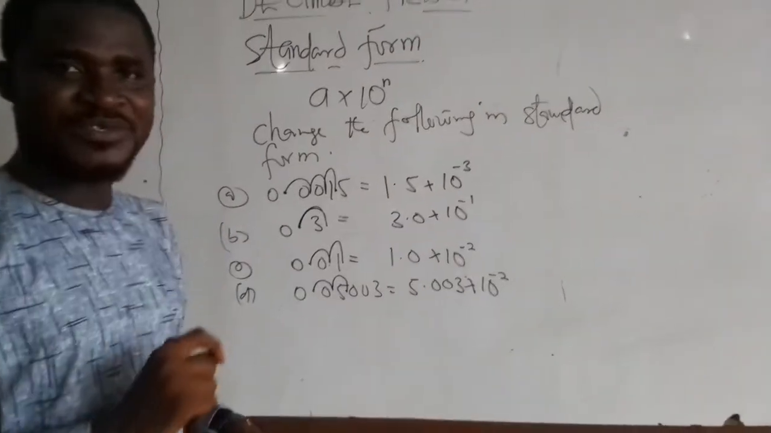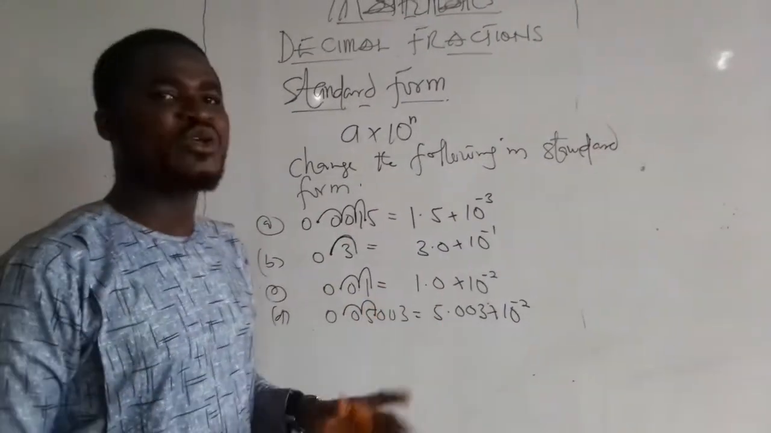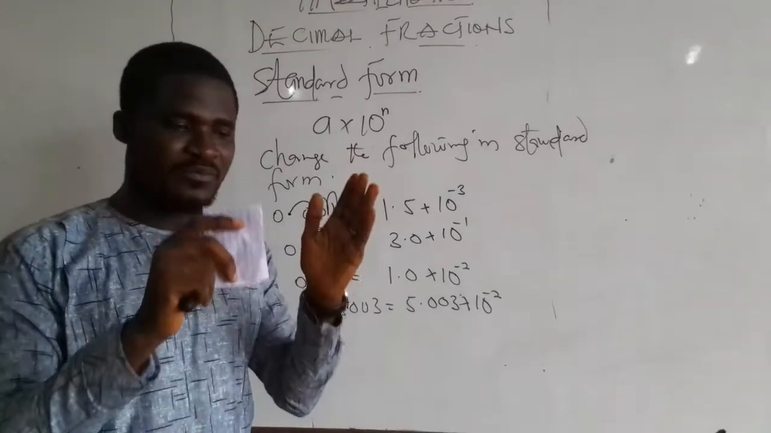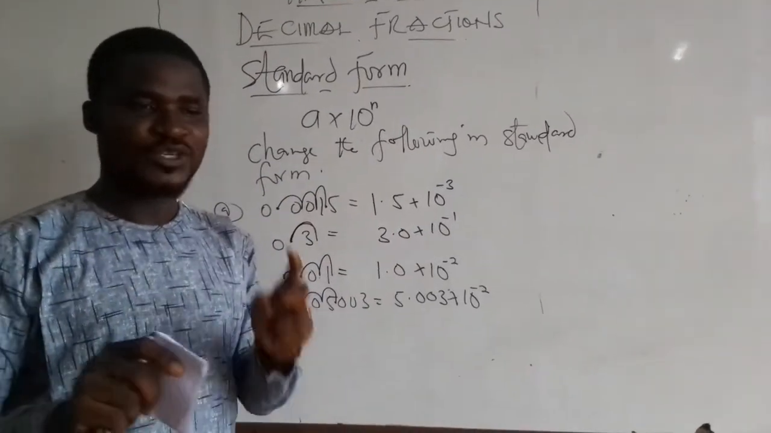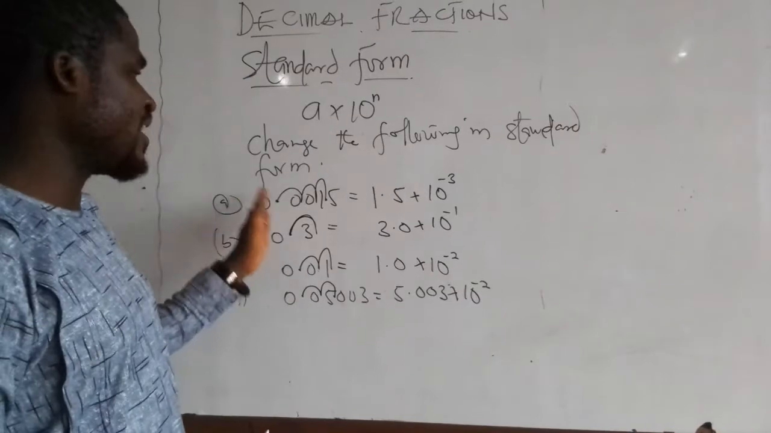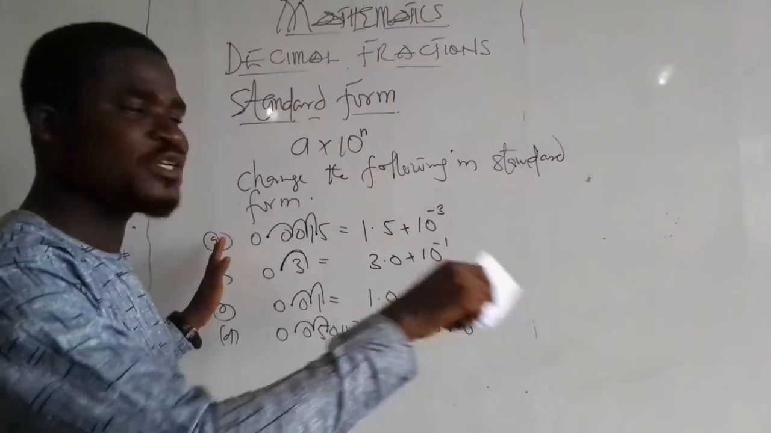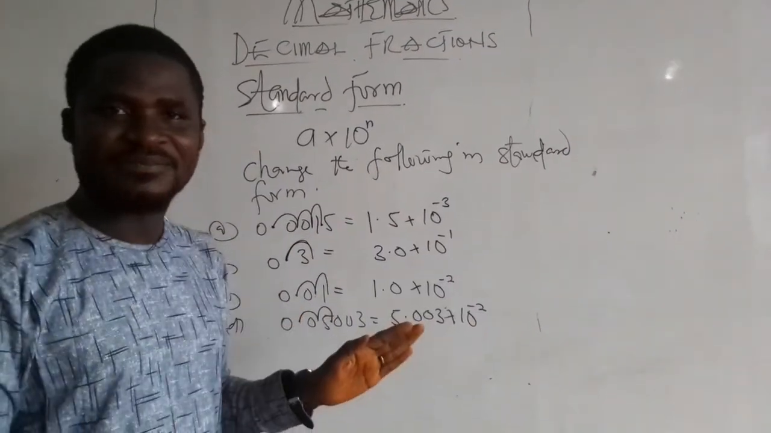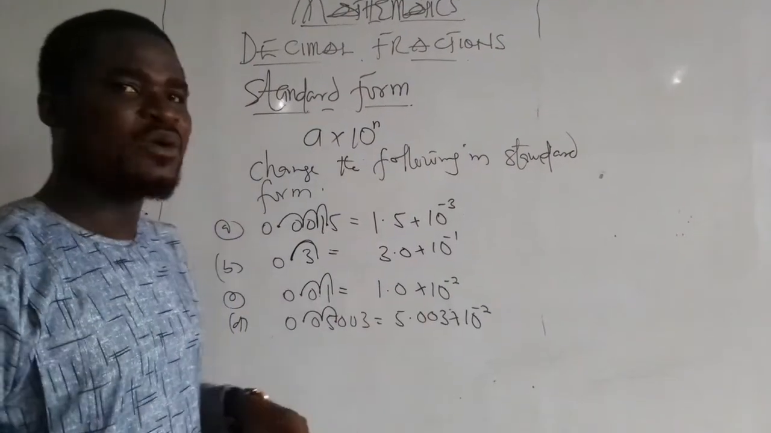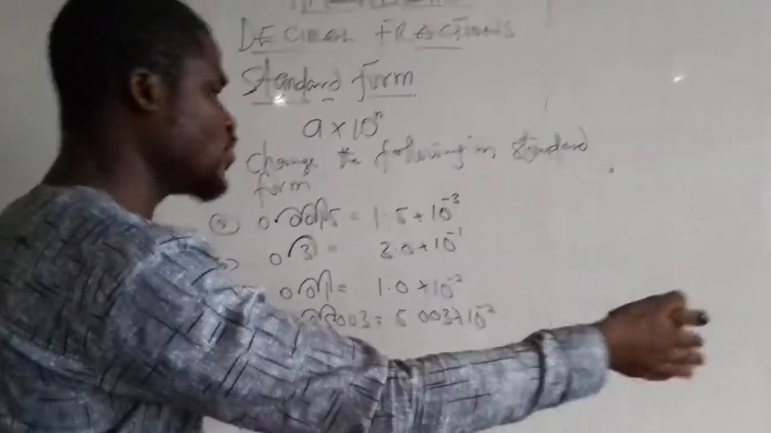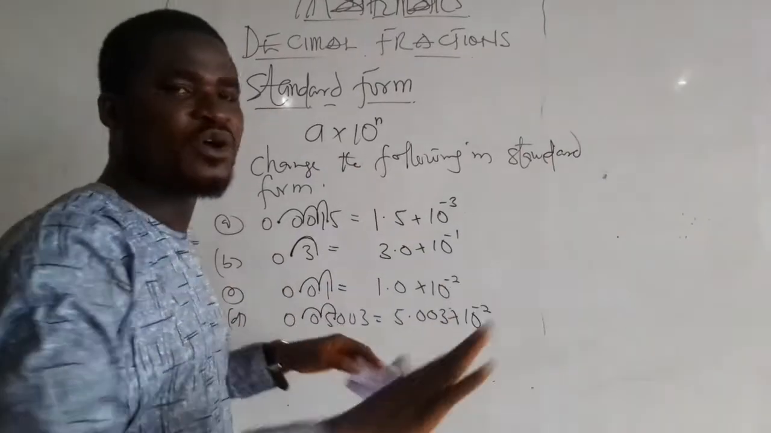I'm repeating the rules. Now, always make sure that your numbers will be between 1 and 10. Two, whenever you are moving from your left hand side to your right hand side, the power is always negative. So take note. And whenever you are moving from your right hand side to the left hand side, the power is always positive.